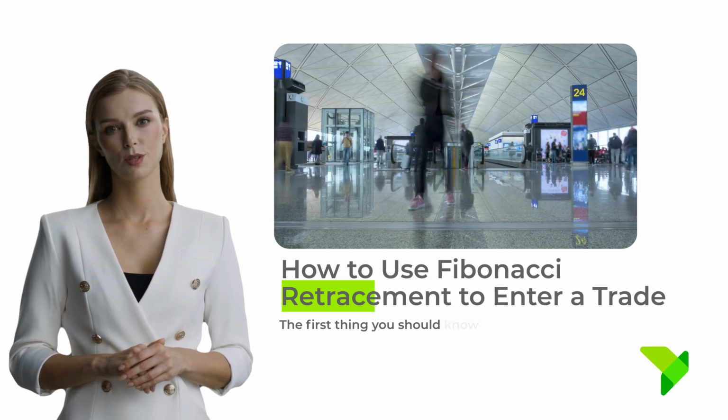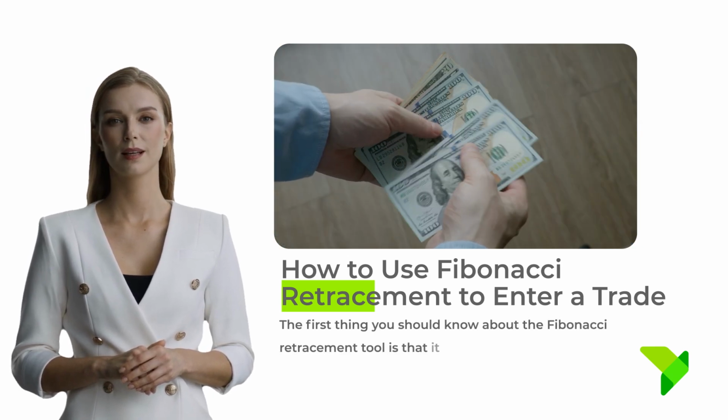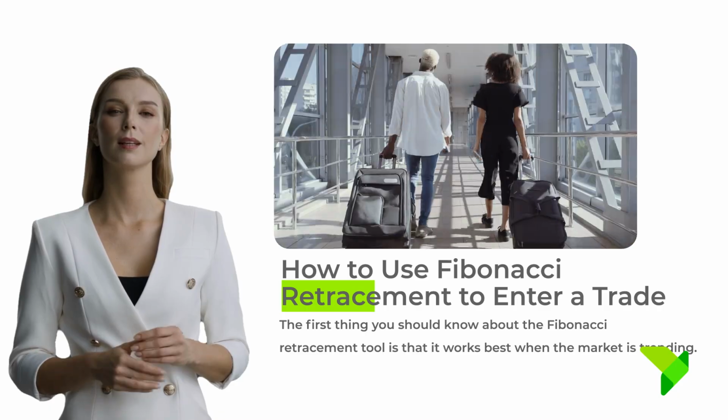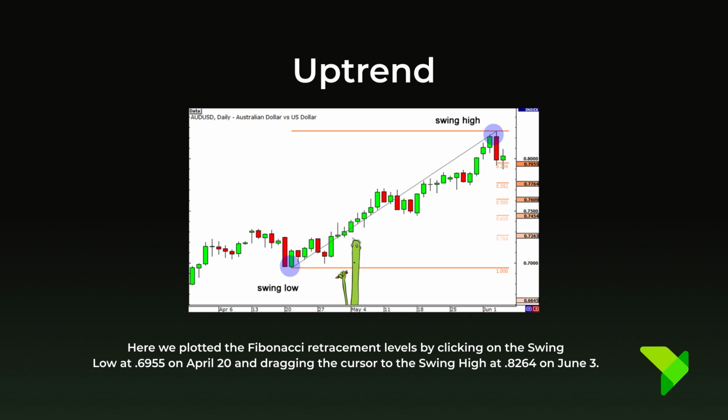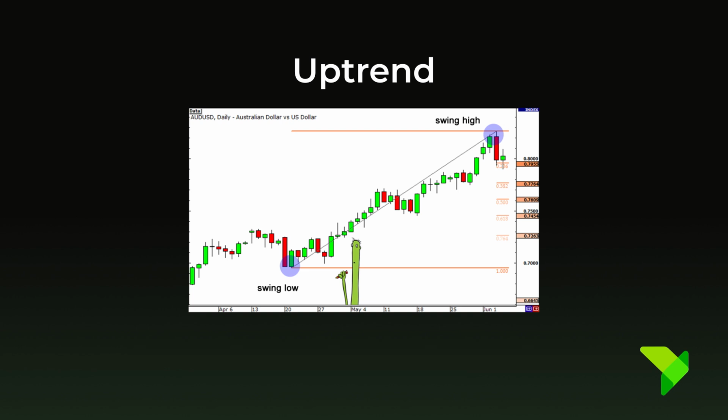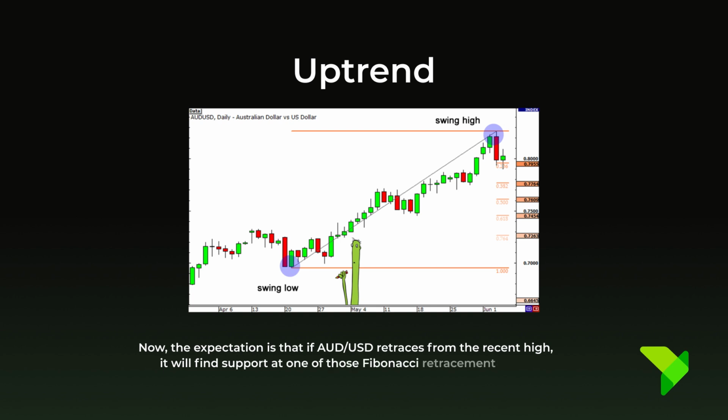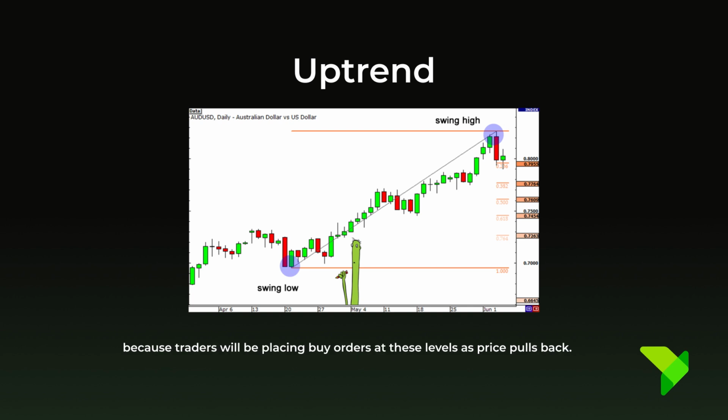The first thing you should know about the Fibonacci retracement tool is that it works best when the market is trending. Uptrend. Here we plotted the Fibonacci retracement levels by clicking on the swing low at 6955 on April 20th and dragging the cursor to the swing high at 8264 on June 3rd. Now, the expectation is that if AUD/USD retraces from the recent high, it will find support at one of those Fibonacci retracement levels because traders will be placing buy orders at these levels as price pulls back.